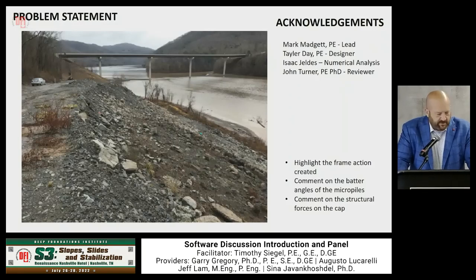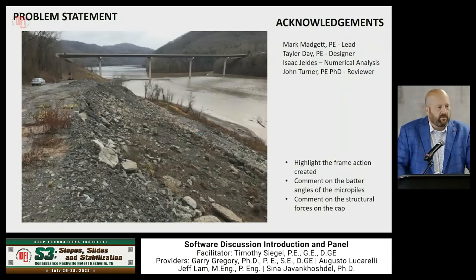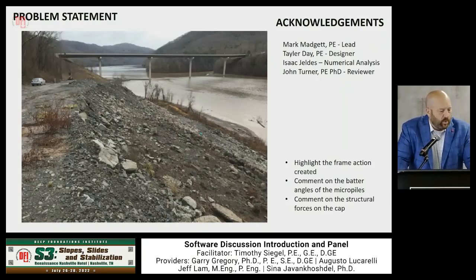A couple of points about this problem. We were very specific, and again, our organizers, and particularly Jeff Seeger, pointed out he wanted them to look at things like frame action in the system that we had proposed, which was a micropile insert type system. Comment on the batter angle and its effect on the design and performance of the micropiles, and then talk about how the forces from the micropiles get into the cap.